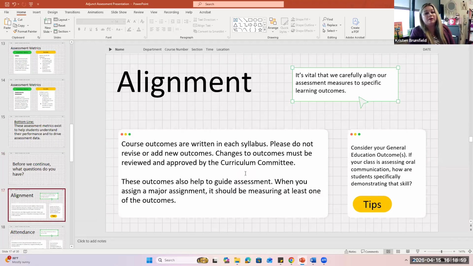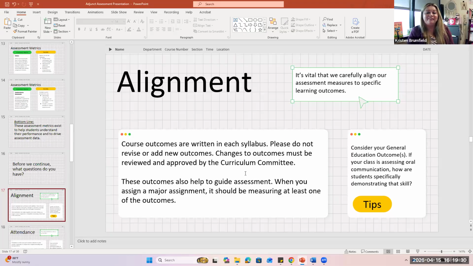But we will talk about alignment. Your course outcomes are written in each syllabus, and most likely when you start here, you're given a syllabus template, and of course you can go in and edit everything, and you're probably going to work with your program coordinator or a chair, and they will give you a syllabus that has been used previously and it already has outcomes and everything on it.